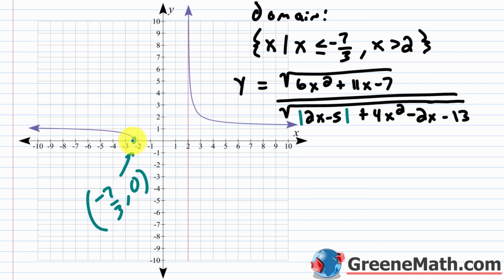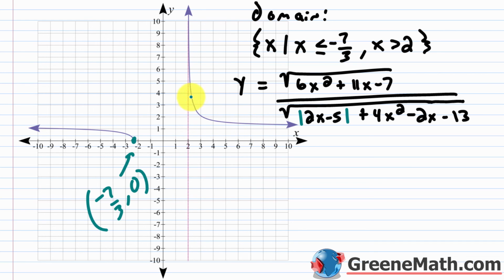So -7/3 is okay for x, and then any value that is to the left of that, or you could say less than that, that would work. Then you can see that there's really no x value here up until we get to a value for x that's greater than 2. 2 itself is going to be excluded.